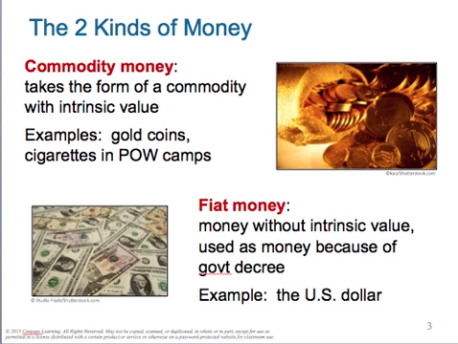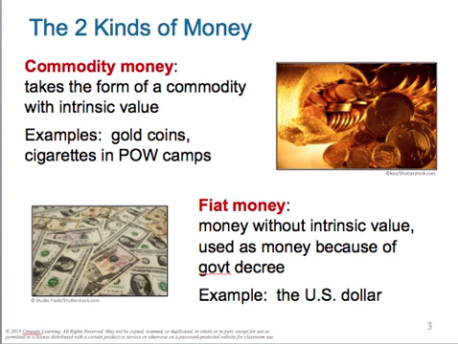It's used as money because of government decree. It's backed by, say, the United States of America, which the U.S. dollar is. Intrinsic value means that the commodity would have value even if it weren't used as money. So gold has value even if it wasn't a gold coin. In the film The Shawshank Redemption, prisoners use cigarettes as money, as an example. If you've seen that movie, if you haven't, you really need to expand your horizons and see it.